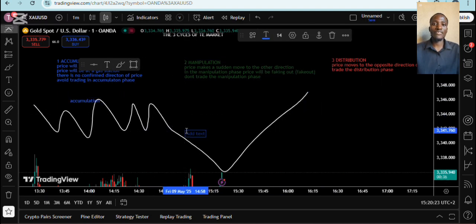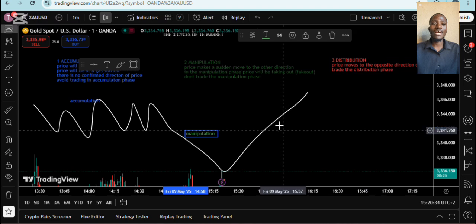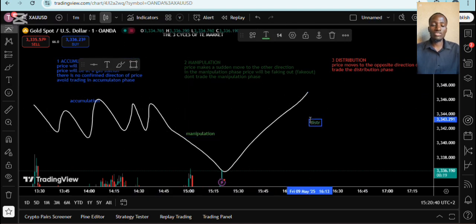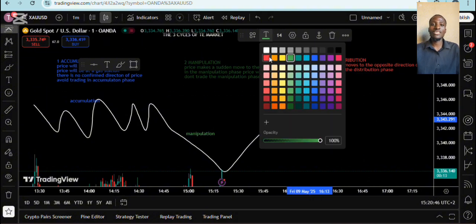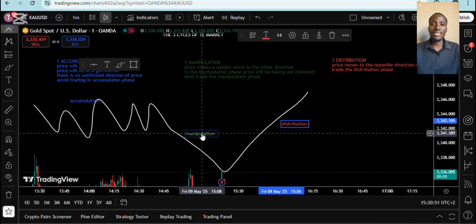That is the manipulation phase. So I'm just gonna type manipulation and change the color to green, right? Manipulation for green, then accumulation for red. Let me just type distribution. The last phase is distribution, red, right? So those are the 3 cycles of the market.